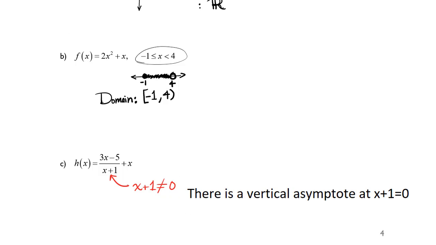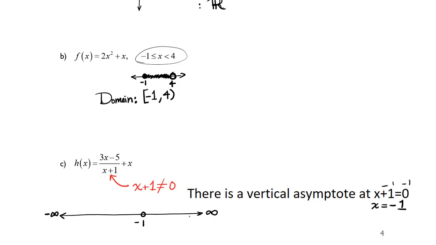So I'll go ahead and do a number line here. We have -infinity on the left, +infinity on the right. When I solve for x here, that would mean I would subtract 1 from both sides of the equation, and x will equal -1. That is where my vertical asymptote is. So at -1, there is a hole in my number line.